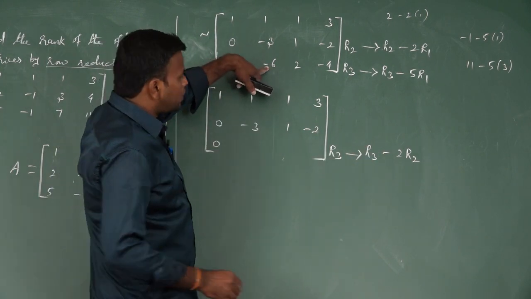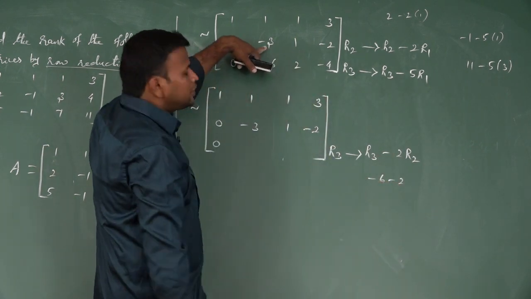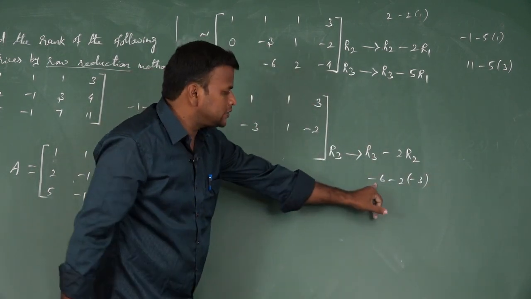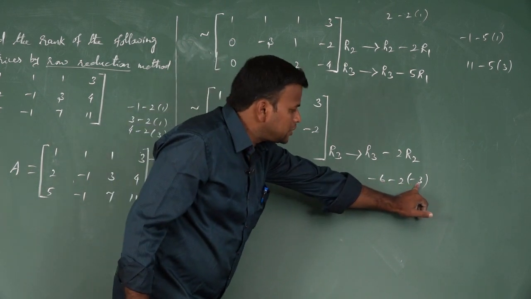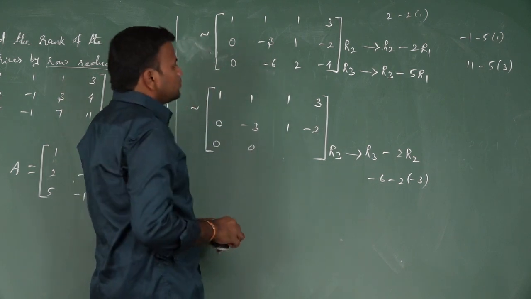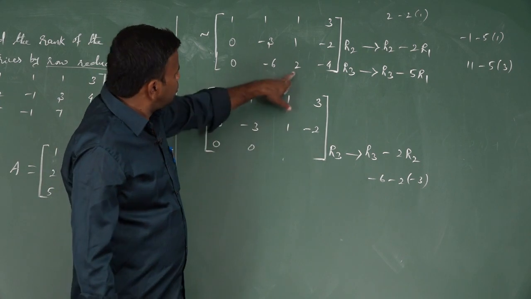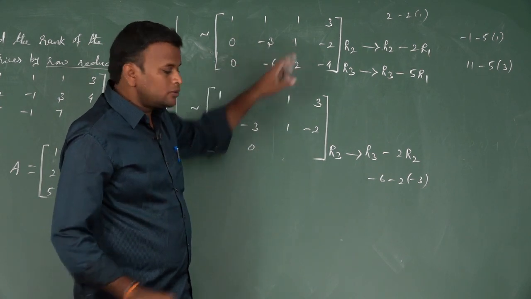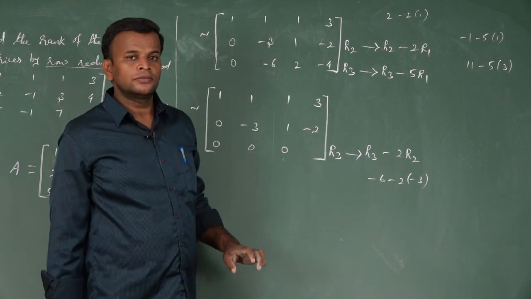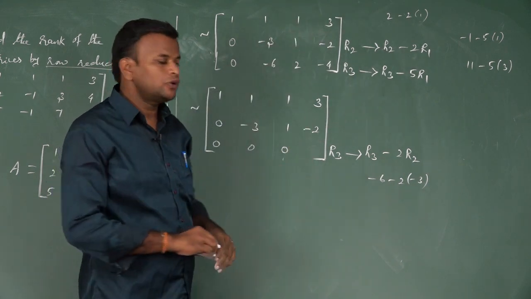What is the corresponding element of R3? Minus 6. Minus 2 times the corresponding element of R2, which is minus 3. Minus 2 into minus 3 is plus 6. Minus 6 plus 6 is 0. This value is also 0: 2 minus 2 ones is 2, and 2 minus 2 is 0. For this value, minus 4 minus 2 into minus 2, so minus 4 plus 4 is 0.